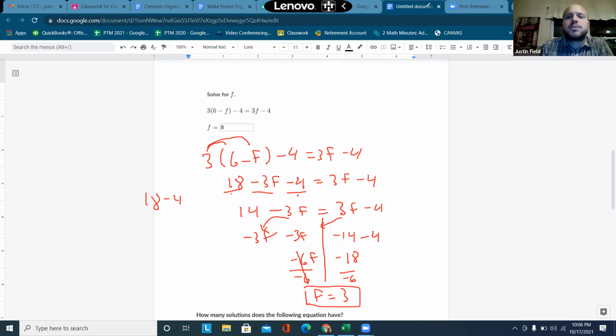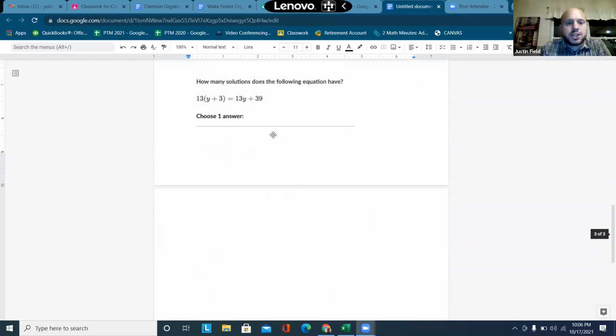All right. Last question. How many solutions does this thing have? So we know that number of solutions. If you get an answer, then that's one solution. SOL means solution. But if you get 0 equals 0, or 2 equals 2, or 3 equals 3, that would be infinite solutions. Sometimes the variables cancel out. And sometimes you get something like 0 equals 1. Well, 0 does not equal 1, so that means there's no solution. So let's solve this one and see what happens.